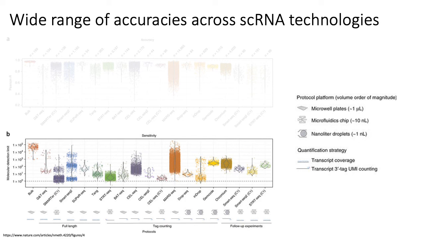That means that you need to sequence a lot of molecules, a lot of RNA, in order to detect weakly expressed genes. In contrast, most of the single-cell RNA-seq methods have a lower molecular detection limit. But again, you can see that even across the protocols, or even within a given protocol, there's a huge variation in the molecular detection limit.